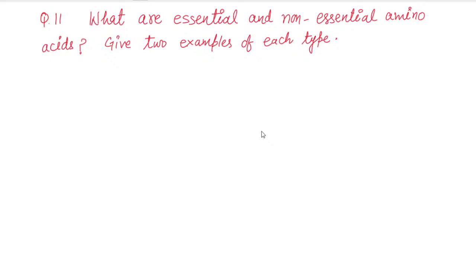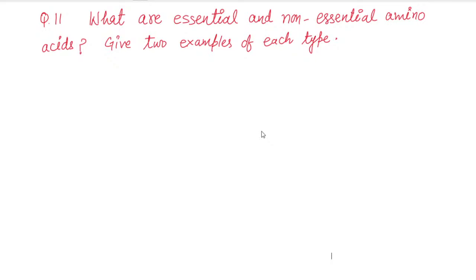Good evening. Our today's topic is the exercise of biomolecules. We have completed up to question 10. Now today we will do question number 11 onwards. The 11th question is: what are essential and non-essential amino acids?